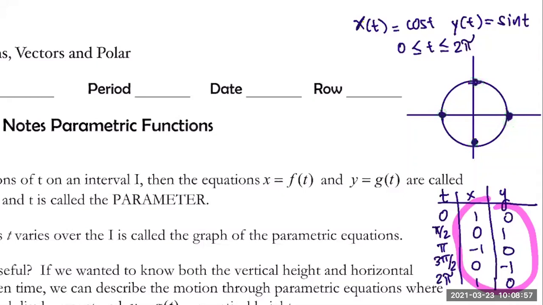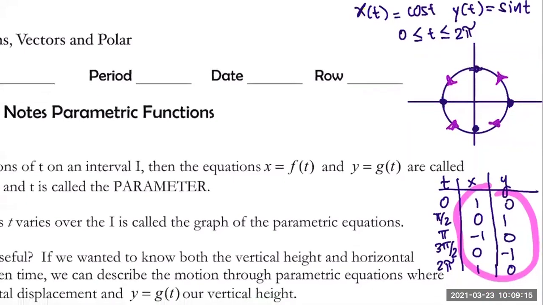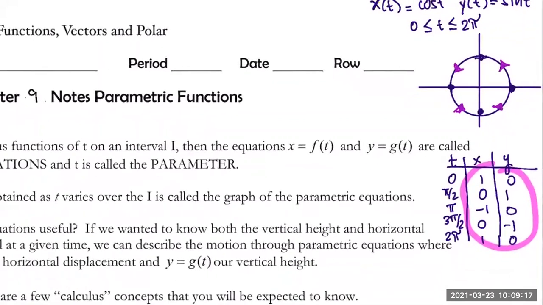Okay, so to incorporate that, we just add arrows into our pictures. To show that with time, it's going in a counterclockwise direction. So incorporate the arrows, and that's the part that makes it parametric, that you're adding this third parameter of time, and that's our graph.